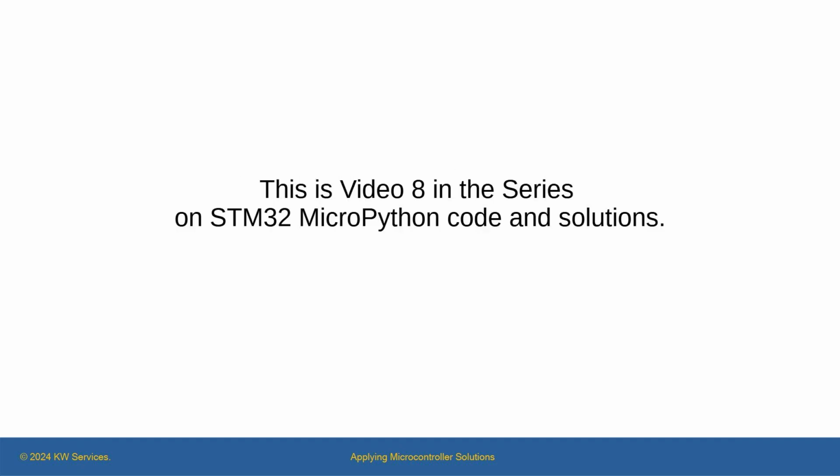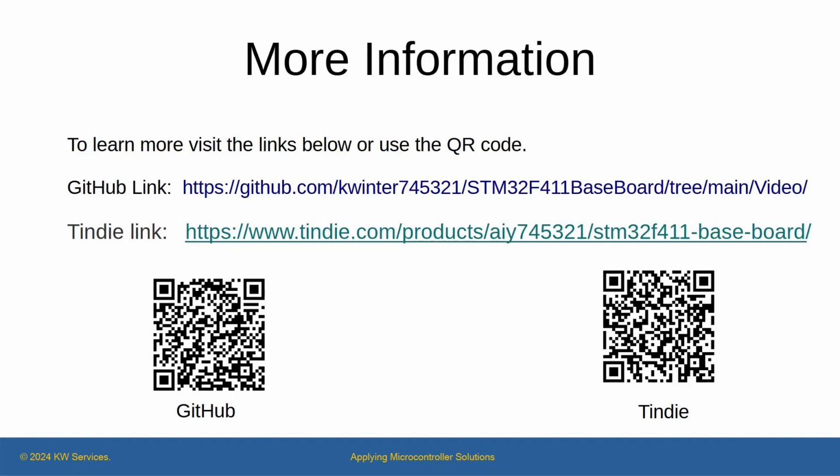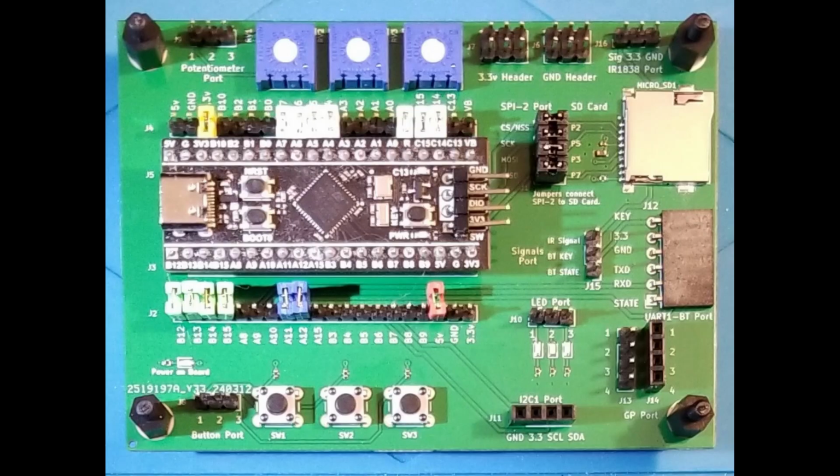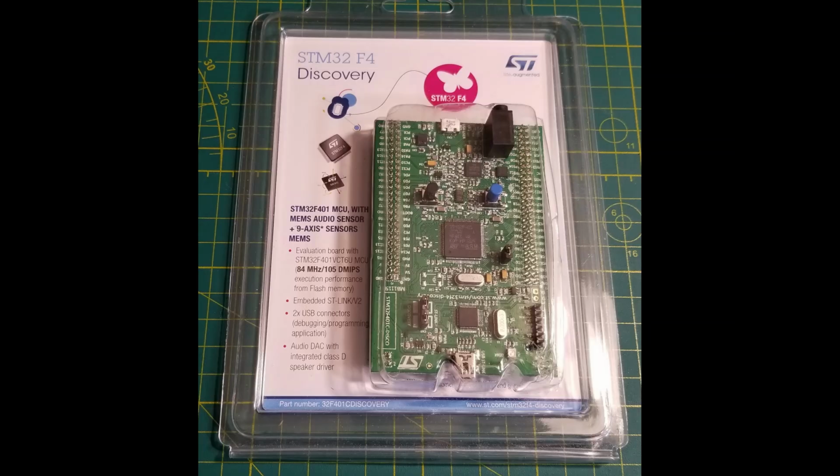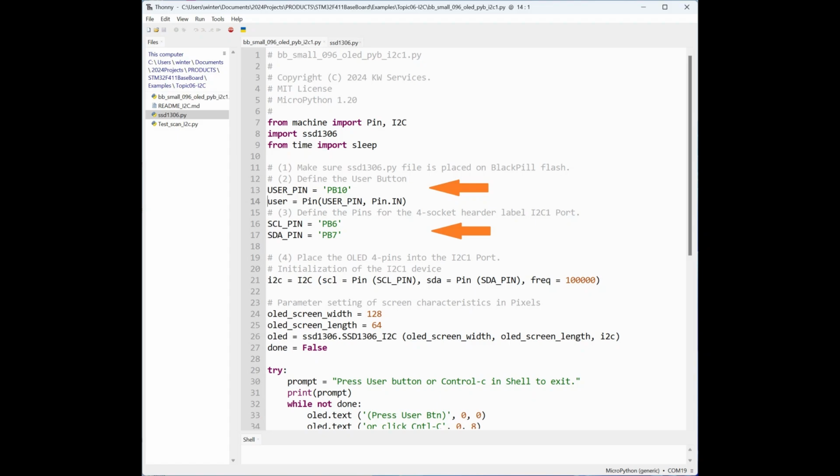This is video 8 using PWM on STM32 MicroPython and the BlackPill. The code for this video is at the GitHub site. The information presented in these videos on MicroPython should work as well on any STM32 F4 board. All code examples have pin definitions at the beginning of the file to allow the programmer to alter as needed.